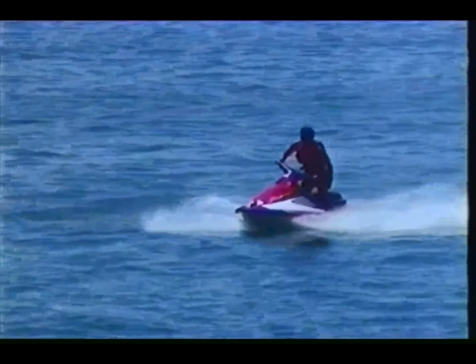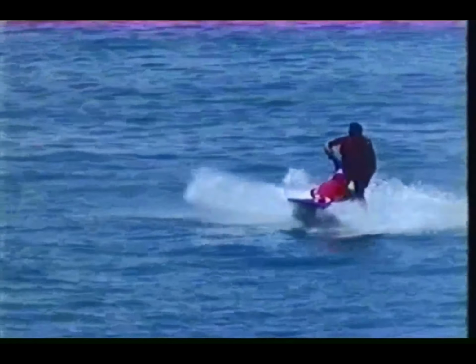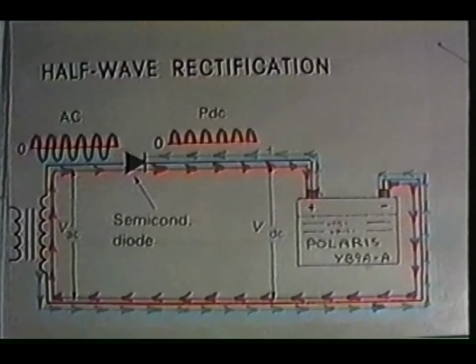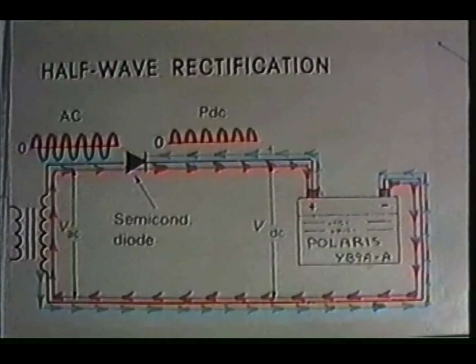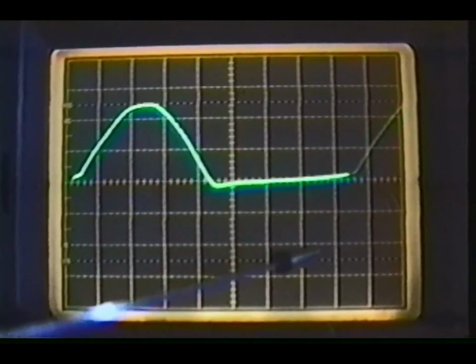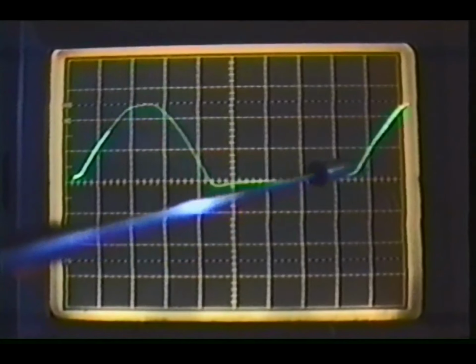Polaris personal watercraft have very little electrical demand. For this reason, they can use a simple half-wave rectifier. These rectifiers use a single diode to block the negative half of the sine wave. As you can see, the negative half of the wave is missing.